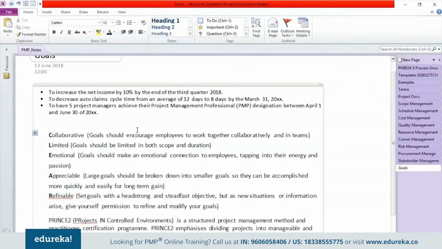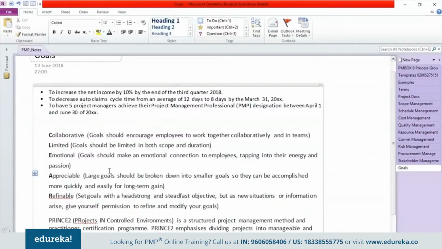Another example could be to decrease auto claims cycle time from an average 12 days to 8 days by March 31st, maybe 2019. So this is another good example wherein we're very clear about what we want to achieve by the end of that project. We want to reduce the cycle time, but by how many days, and by when do we want to reduce the cycle time, etc. So if the goal is clear and smart, then it becomes much easier to relate to.